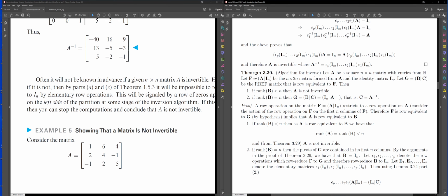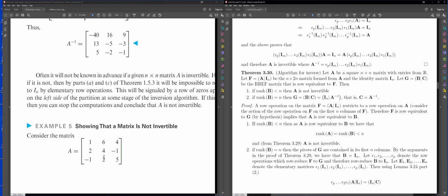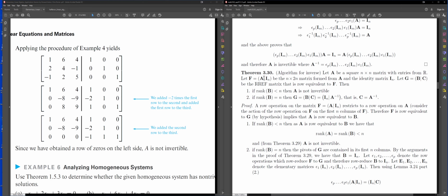Okay, so let's use this theorem 3.30, our algorithm to determine an inverse, and let's consider the case when your matrix A is not invertible. To start off with, we don't know whether it's invertible or not. So we just have your matrix and we're going to use the algorithm to investigate. You form your augmented matrix, A with the identity matrix, as specified over here. Now you apply Gauss-Jordan to this 3 by 6 matrix in the normal way.